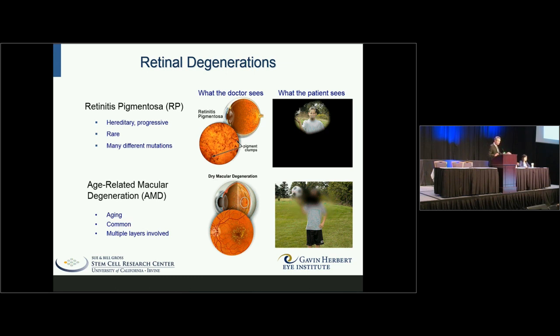And then in terms of symptomology, you also see this kind of opposite effect in terms of what the patient sees. So RP starts with night blindness, progressing to tunnel vision, and eventually loss of the central vision as well. So it can give you complete blindness, whereas AMD starts right in the middle of the vision. It's very disruptive. But the silver lining is that the problem stops in the central vision and doesn't normally make you go completely blind.